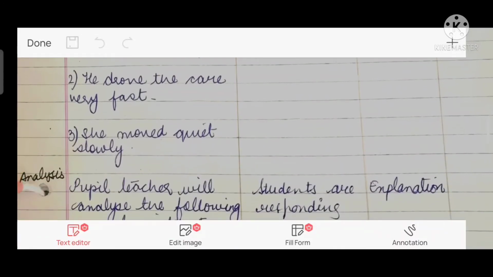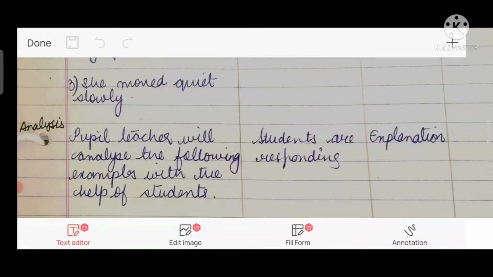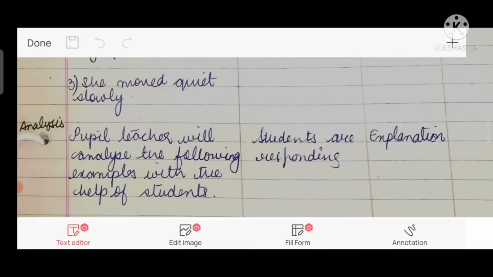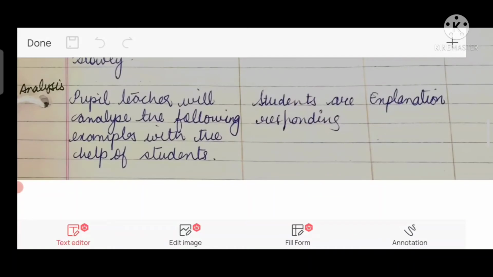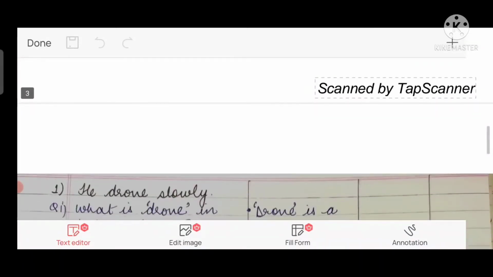After that, in teaching point, we'll write analysis and in pupil teacher activity column, pupil teacher will analyze the following examples with the help of student. In student activity, students are responding, device and method, explanation method. Then the next step is in teaching point.